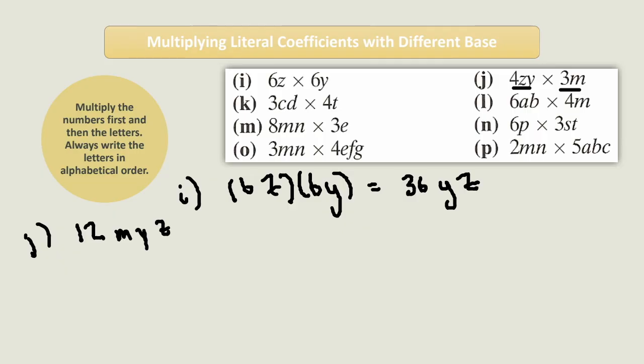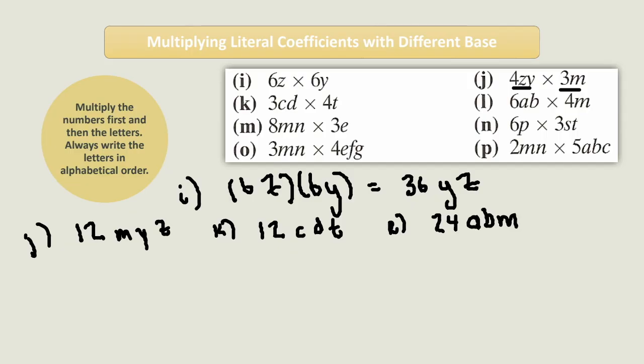Again, I'm not really picky, and most teachers aren't picky when it comes to this. For K, we have 3CD times 4T. So 3 times 4 gives me a 12 again. And then we have a C, a D, and a T, so we can just write those side by side in alphabetical order. Okay, so for L, we have 6AB times 4N. So 6 times 4 gives me 24. We have an A, a B, and an N, so alphabetical order is pretty much done for us.